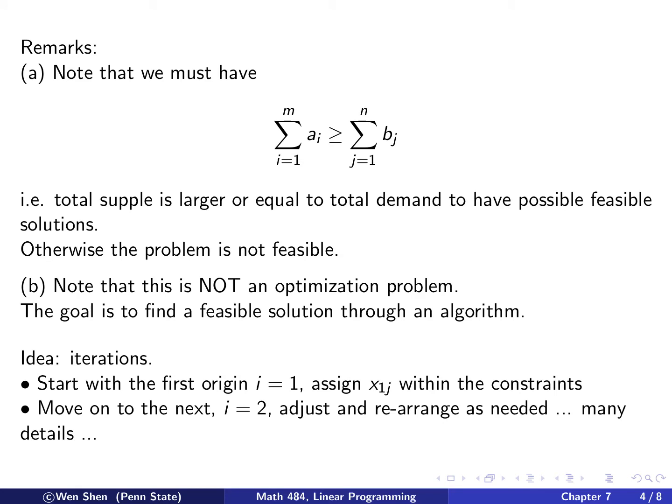The main idea is to go through iterations. You start with the first origin, i equals 1, and assign the shipping flow within the constraint. Then you move on to the next, i equals 2, and 3, and so on. And then in the end, you have to adjust and rearrange as needed. There are many, many details to come here. So we will take an example and see how this can be worked out.